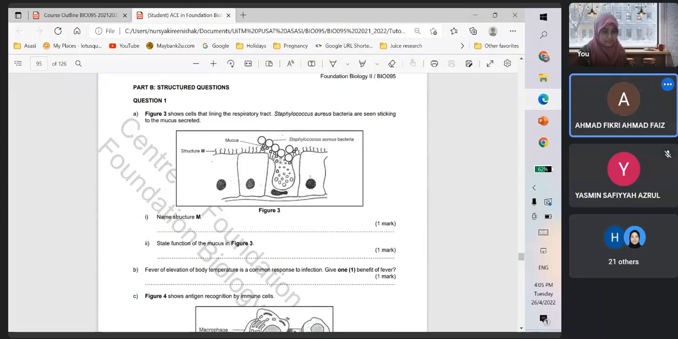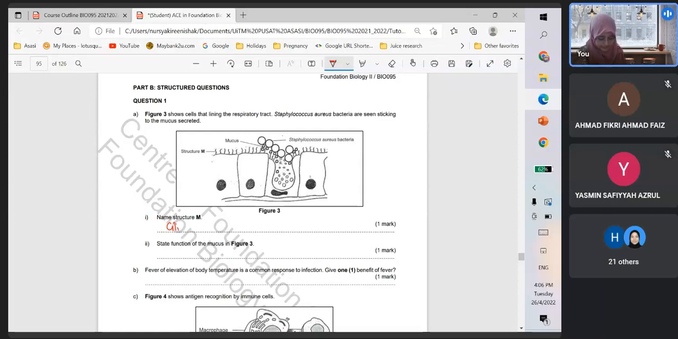Question number 1. Figure 3 shows cells lining the respiratory tract. Staphylococcus aureus bacteria are seen sticking to the mucus secreted. Name structure M. Structure M is cilia. Okay, cilia. So thank you Fikri. Ainin, number 2.